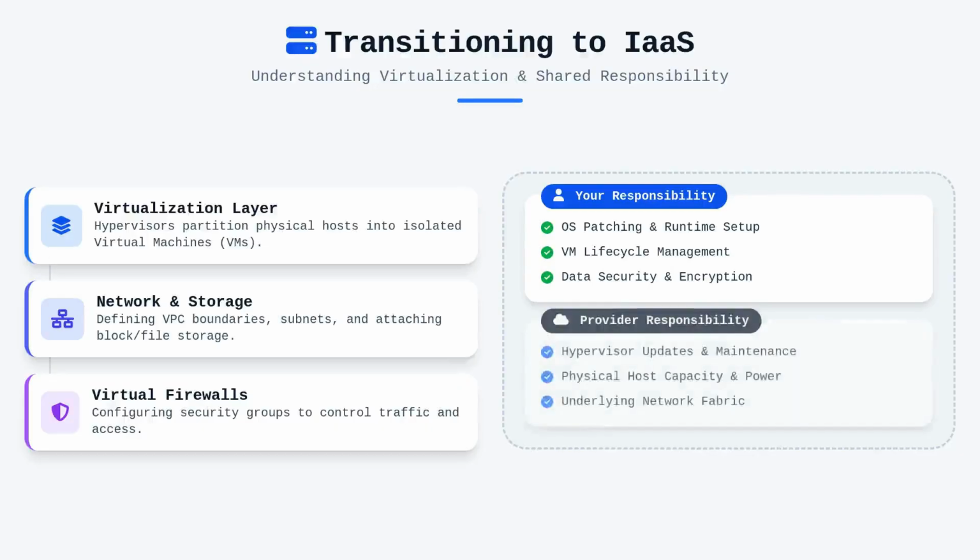The provider, conversely, ensures that the hypervisor remains updated, the underlying network fabric is operational, and the physical hosts possess sufficient capacity to support your workloads.